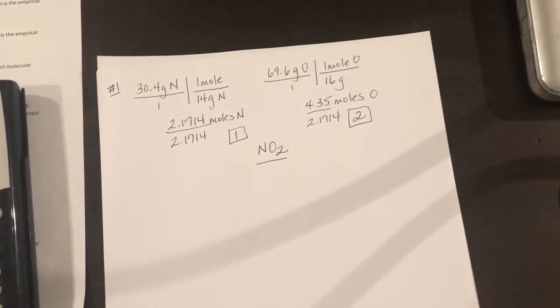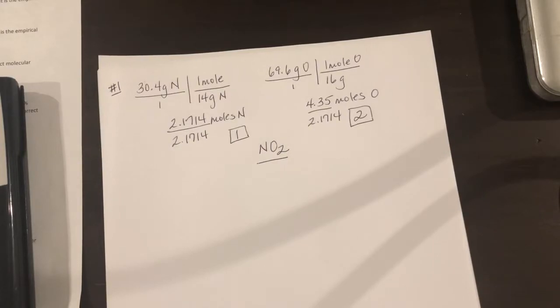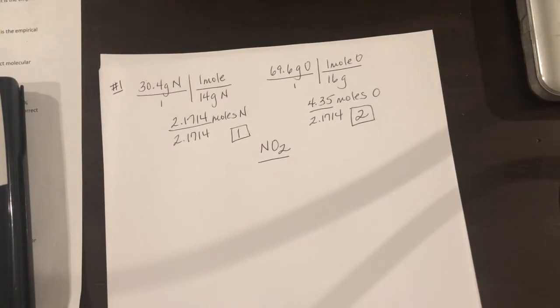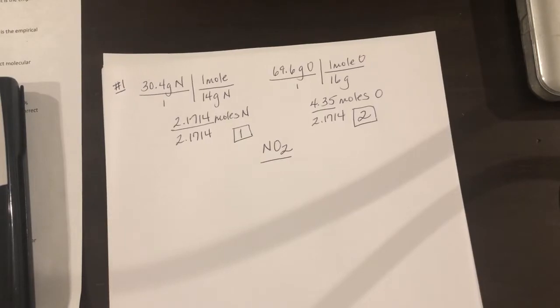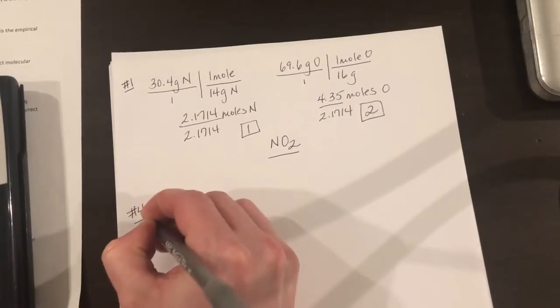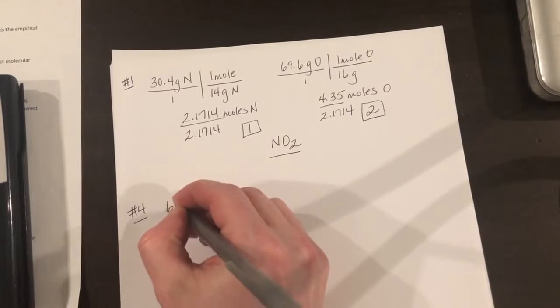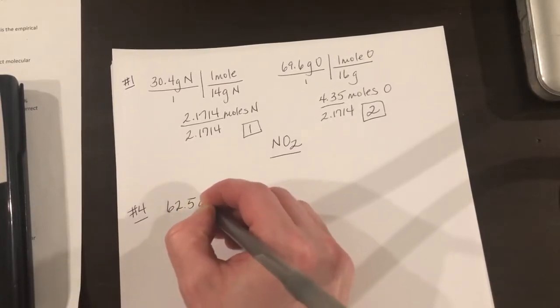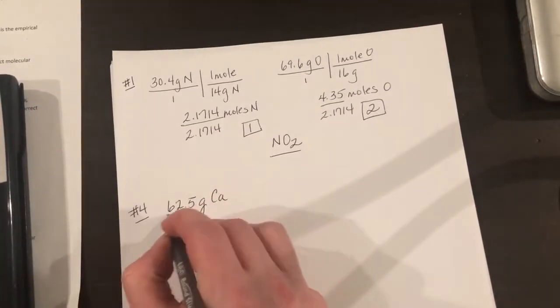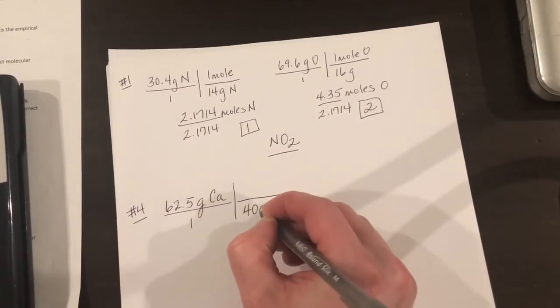Okay, let's look at number... I'm trying to find a good one. Let's look at number 4. Okay, it says a sample of calcium carbide is analyzed and it's found to contain 62.5% calcium. So 62.5 grams of calcium. Now calcium weighs 40 from our periodic table.